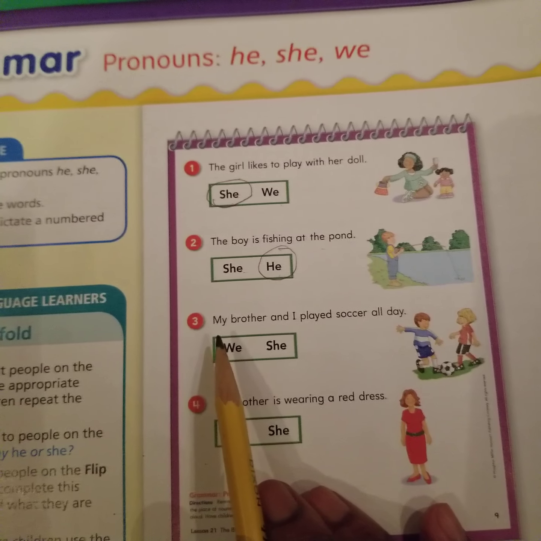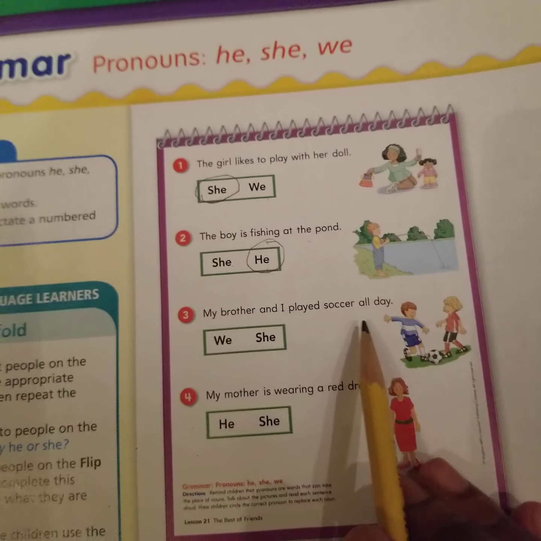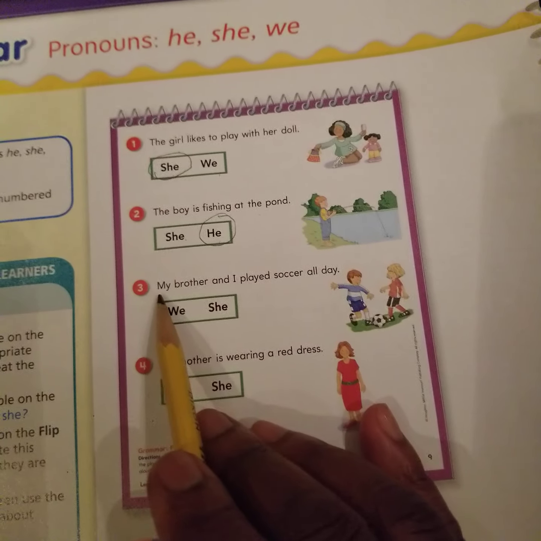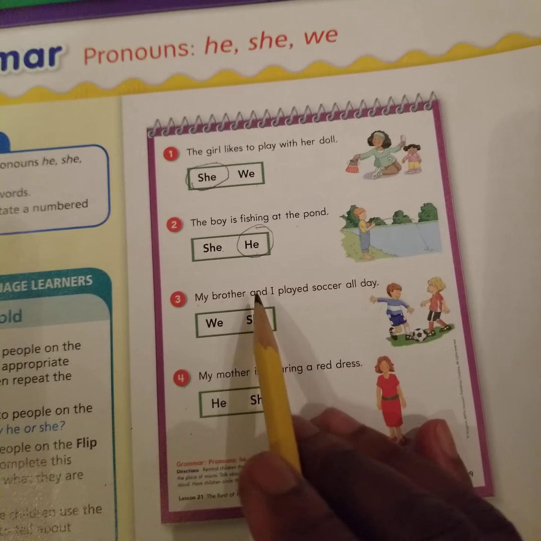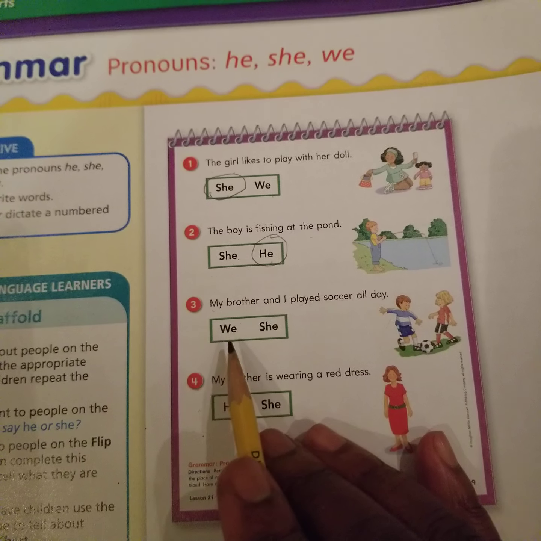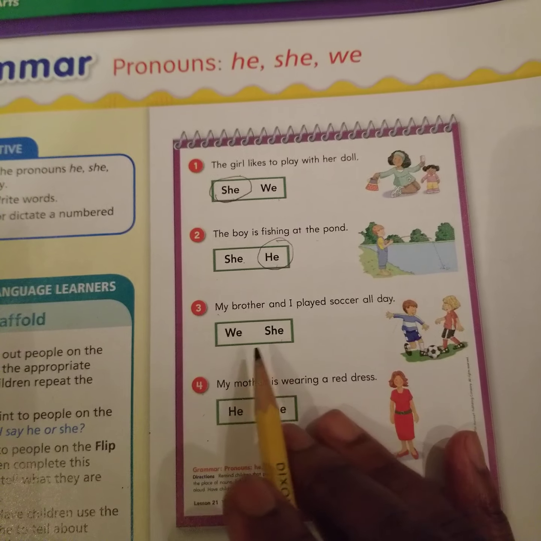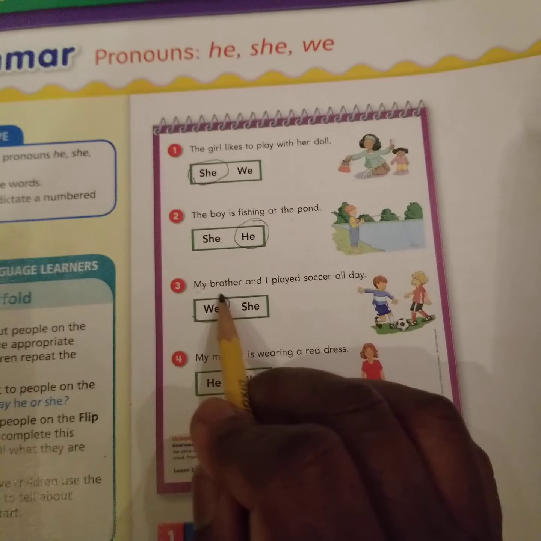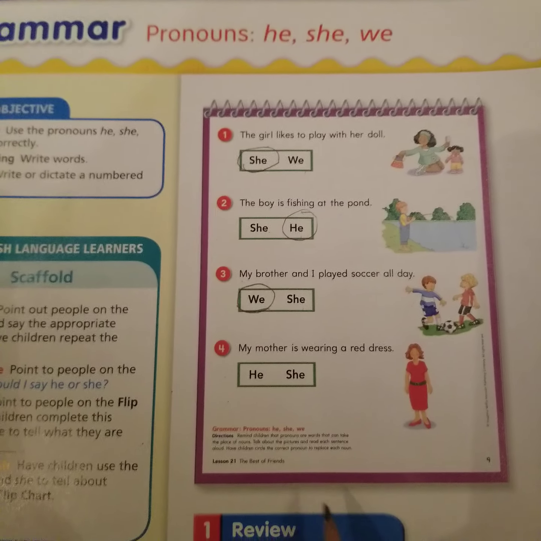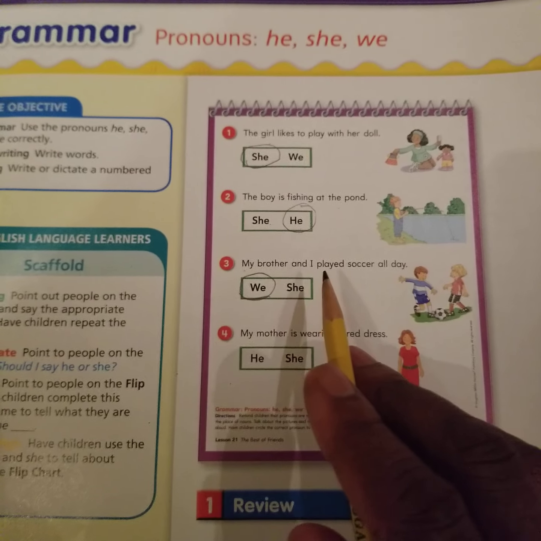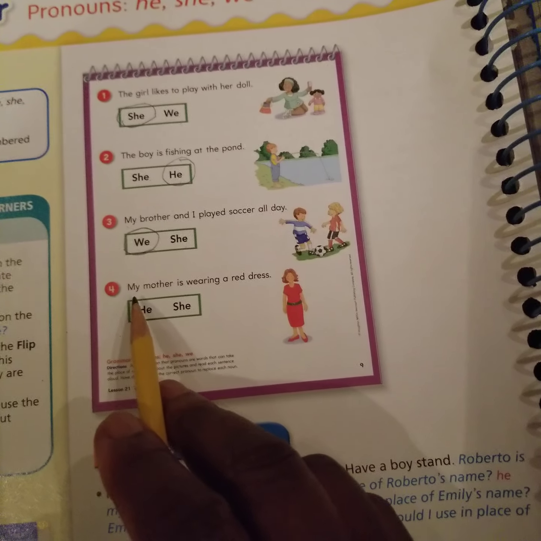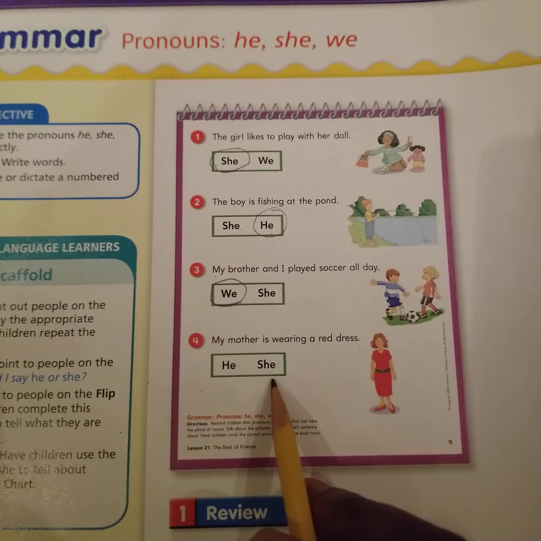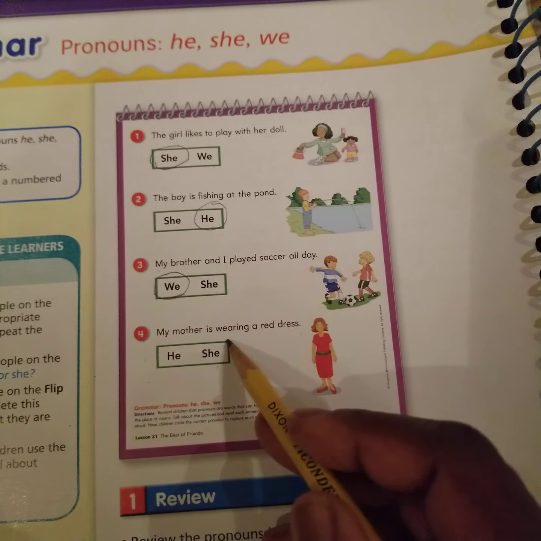All right, number 3. My brother and I played soccer all day. So we have to replace my brother and I. So it's more than one person. So are we going to use we or she? That's right. We're going to use we. And so it says we played soccer all day. And then the last one, my mother is wearing a red dress. Would I use he or she? Correct. I would say she.